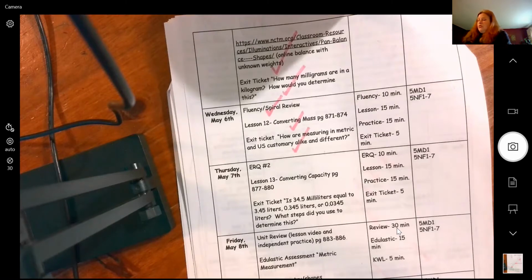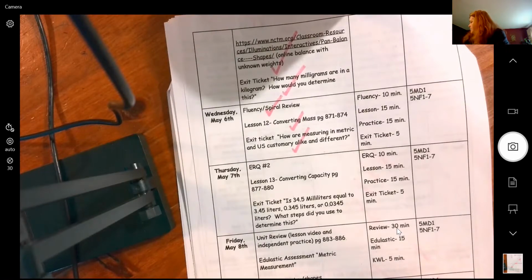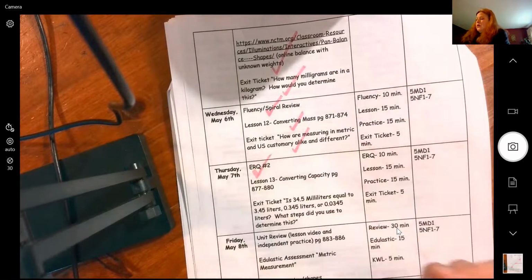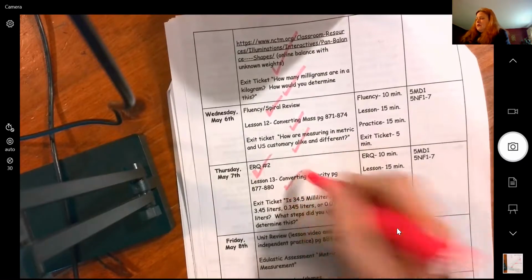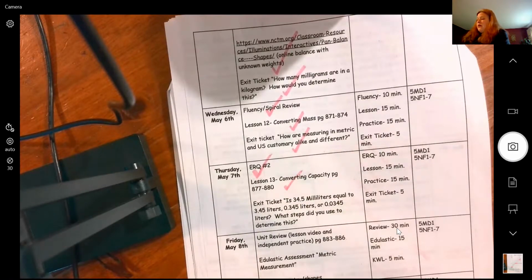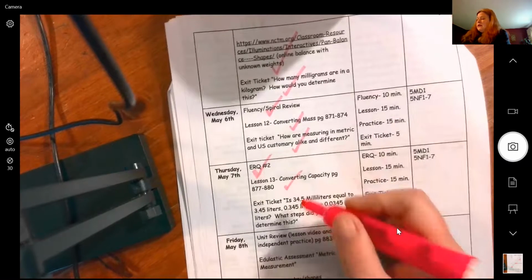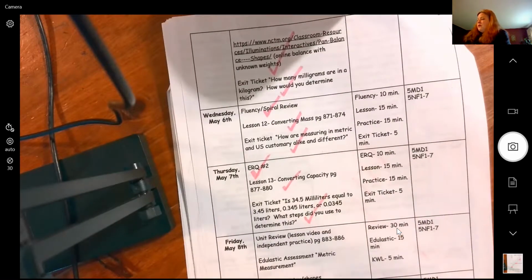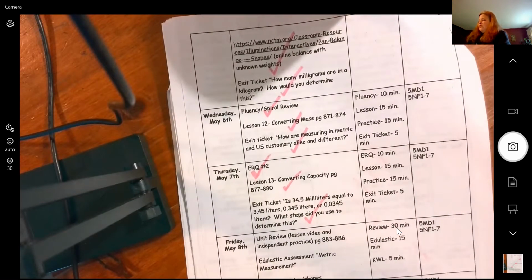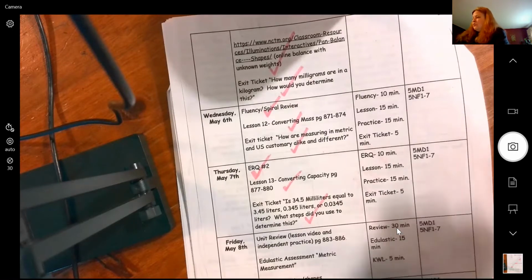And we're going to start with looking at where we were yesterday. We're going to be converting metric capacity of liquids, page 877. And then your exit ticket today is your question. Which one of these are equal? Are they all equal? And how did you figure it out?